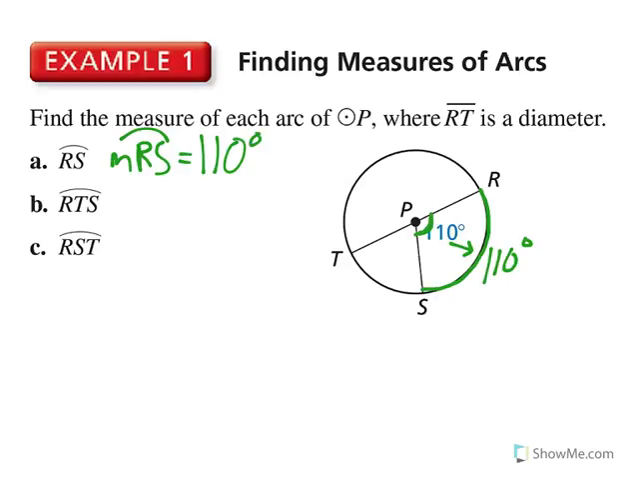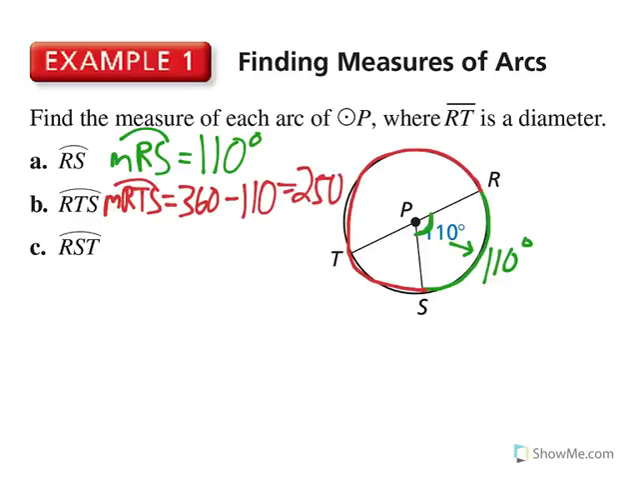Now if we look at B, the arc RTS, RTS is going all the way around through T to S. Okay, so that's everything except for the 110. So when I'm trying to find the measure of RTS, I'm going to do 360 minus that part that we're not using of it, 110. And so that means it's going to be 250 degrees.